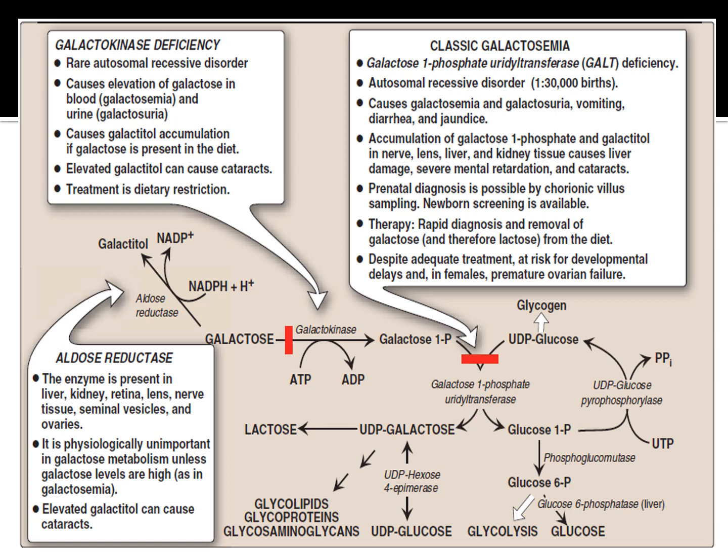Newborn screening is available. Therapy would be rapid diagnosis and removal of galactose and lactose from the diet. Despite adequate treatment, patients are at risk for developmental delays and, in females, premature ovarian failure. Aldose reductase is an enzyme present in liver, kidney, retina, lens, nerve tissue, seminal vesicles, and ovaries. It is physiologically unimportant in galactose metabolism unless galactose levels are high. Elevated galactitol can cause cataracts.